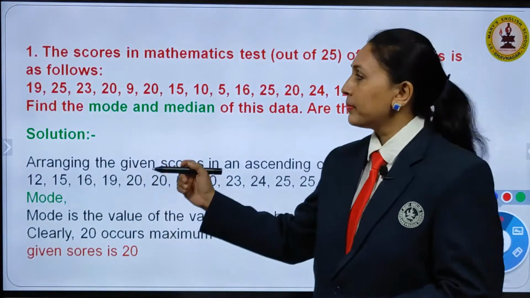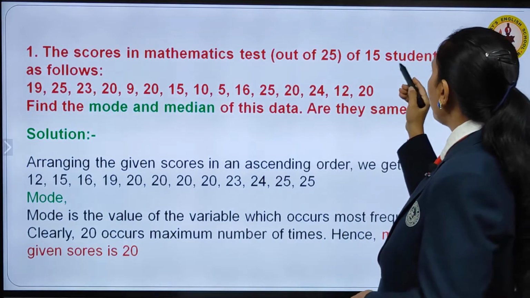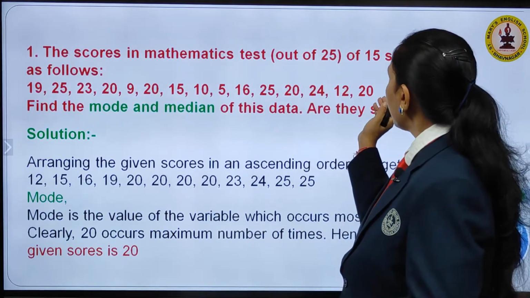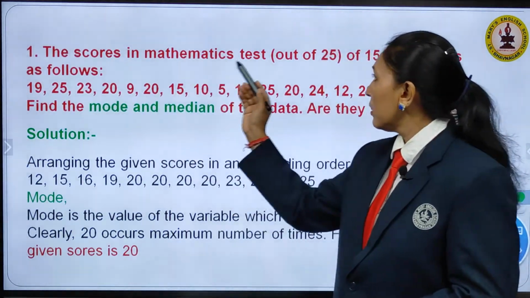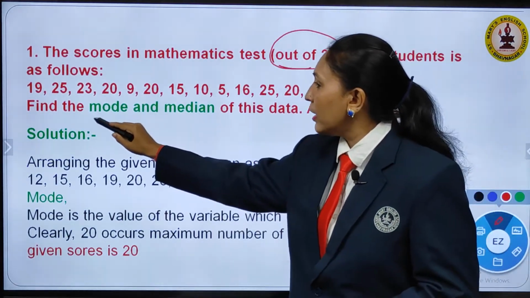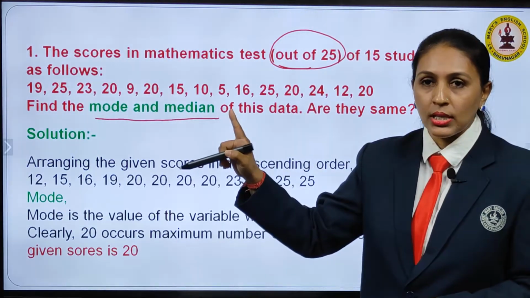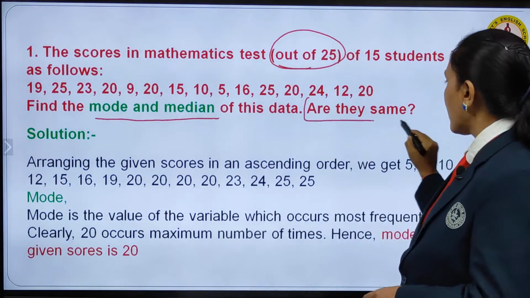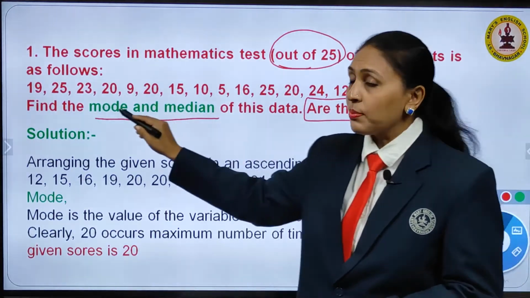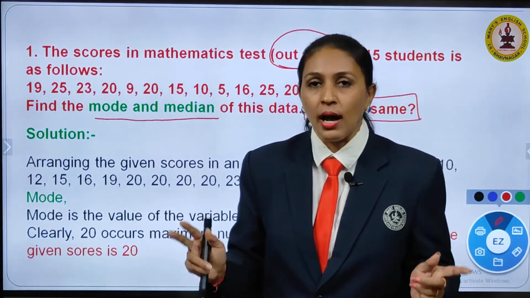Question number 1. The scores in mathematics test out of 25 of 15 students is as follows. You can see children, the 15 students' marks are listed here, which is out of 25. And we are asked here to find the mode and the median of this data. That is the first question. And secondly, the second question asked to us is, are they same? Are they same means median and mode both have the same result or no, that we have to answer.